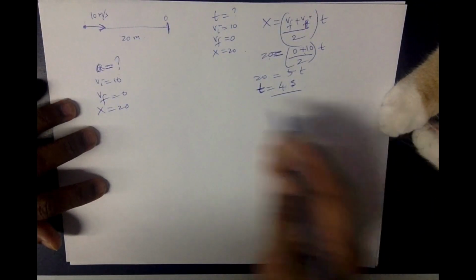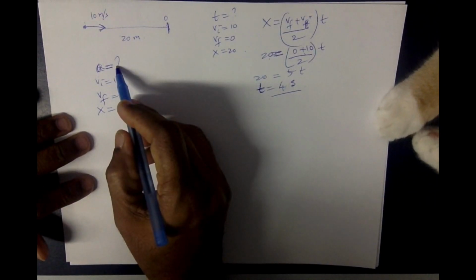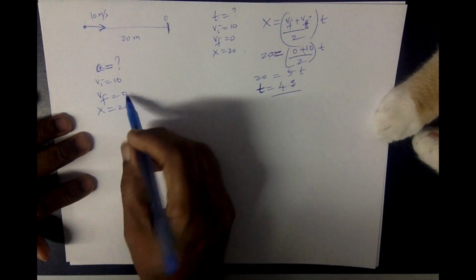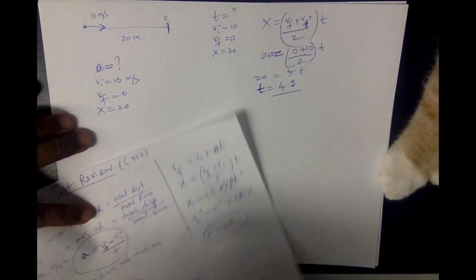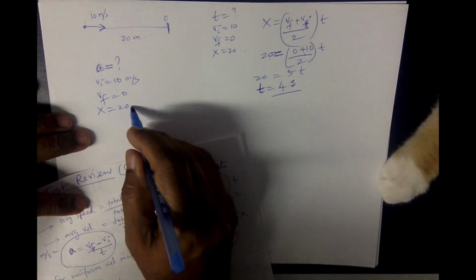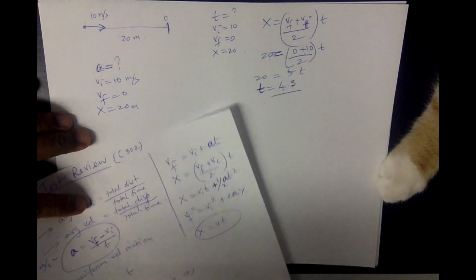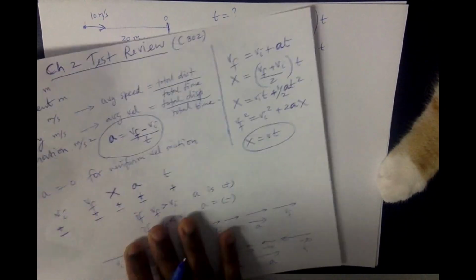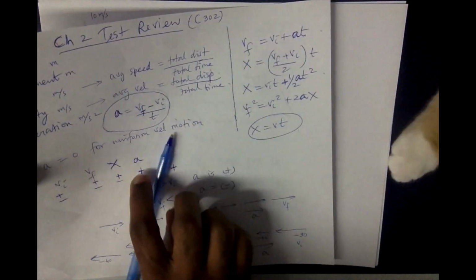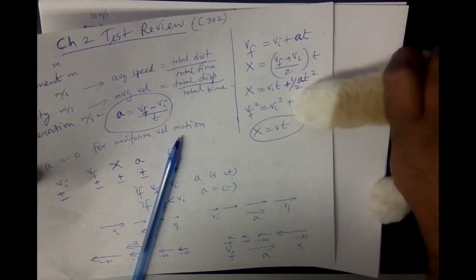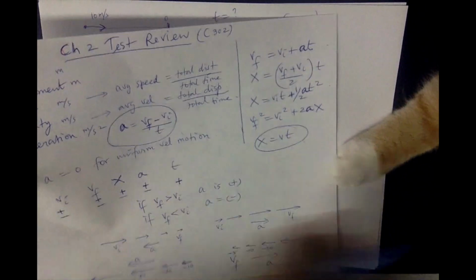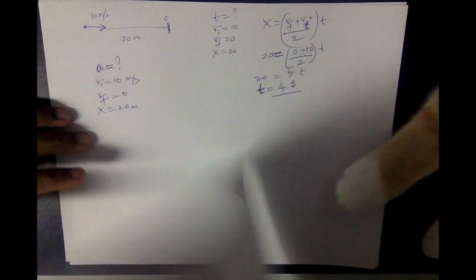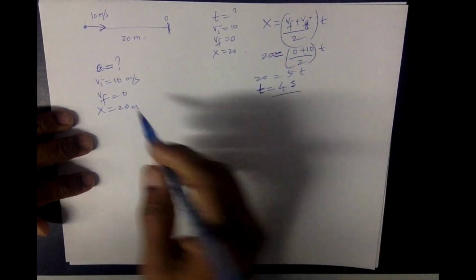Let's solve problems here. Acceleration is the unknown, initial velocity is given to you in meters per second, final velocity is given to you, and x displacement is given to you. You need to find an equation without time. So what is the equation here that is without time? The equation is this one. See, my cat is showing me the time equation. There it is. Alright, so the equation is right there.